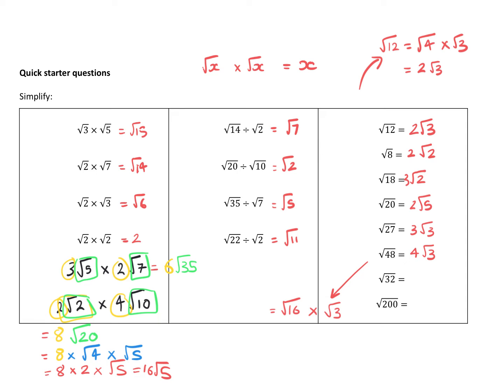Root 32, in a similar way, you want to make sure you start with root 16 multiplied by root 2, not root 4 multiplied by root 8. And you get 4 root 2. Root 200, 10 root 2.